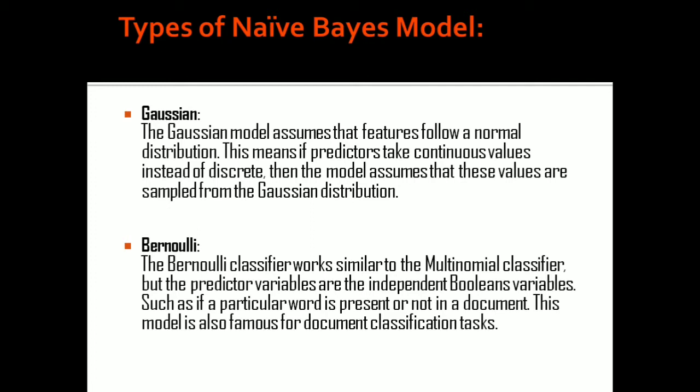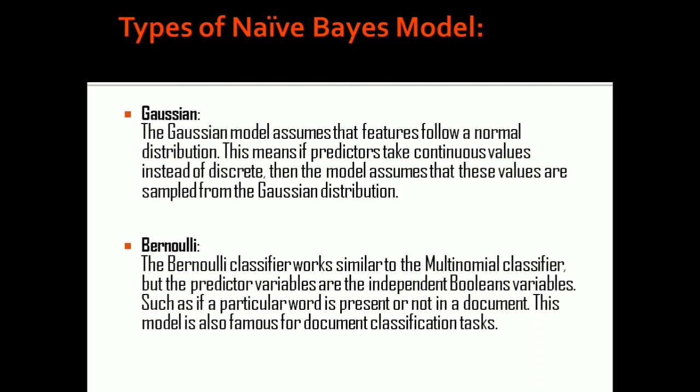So the values are always continuous. Whenever you are taking the data set, it should have continuous values instead of discrete values. The next type is the Bernoulli. It is based on Bernoulli's equation. It works similar to the multinomial classifier, but here the predictor variables are independent Boolean variables. There are two types of variables, the predictor variables and the output variables. It checks, for example, whether a particular word is present or not in a document.